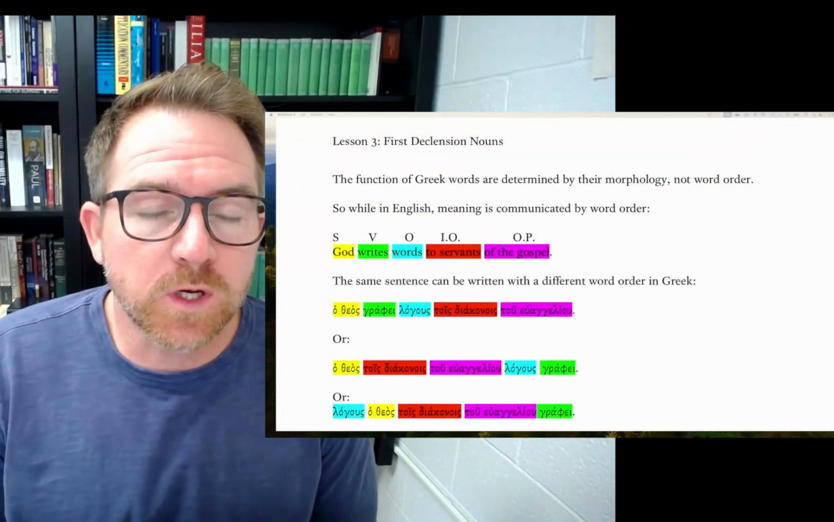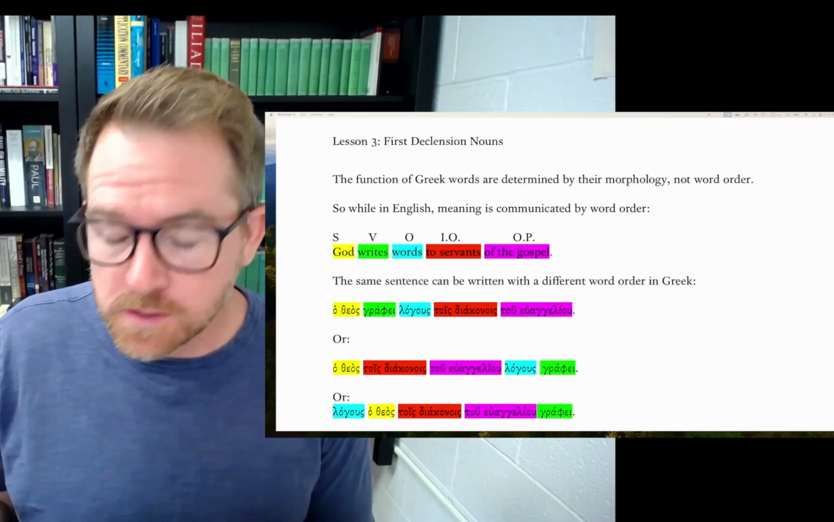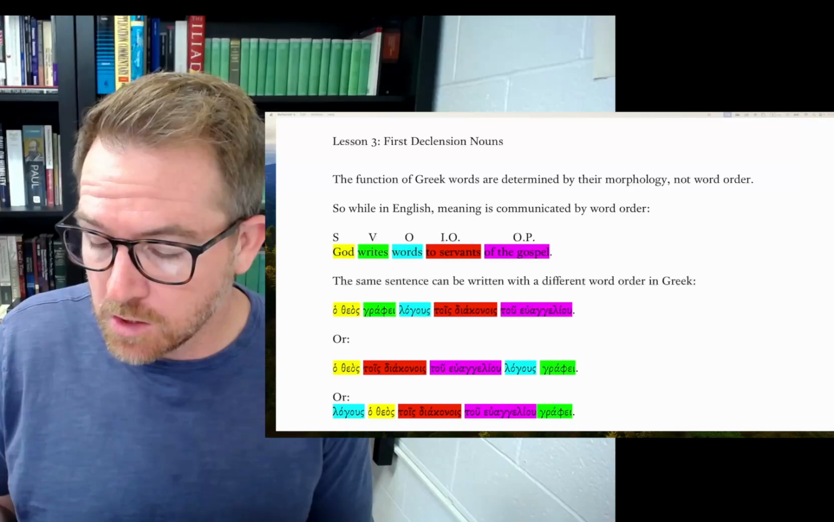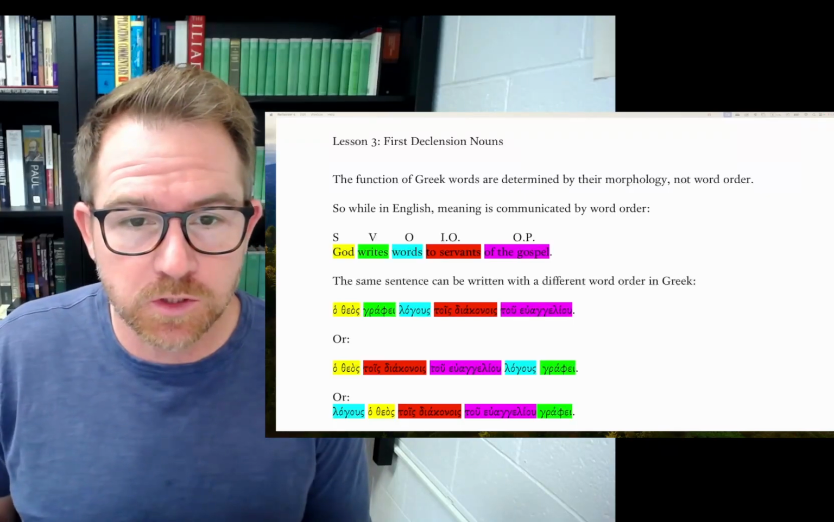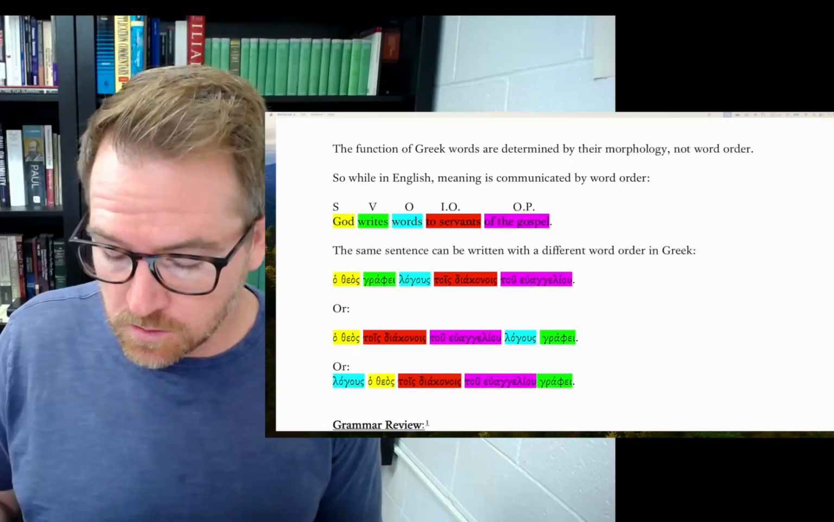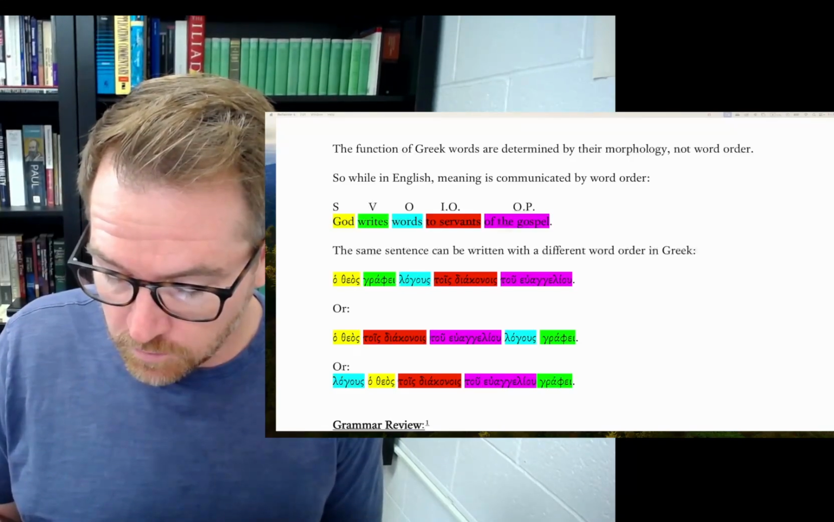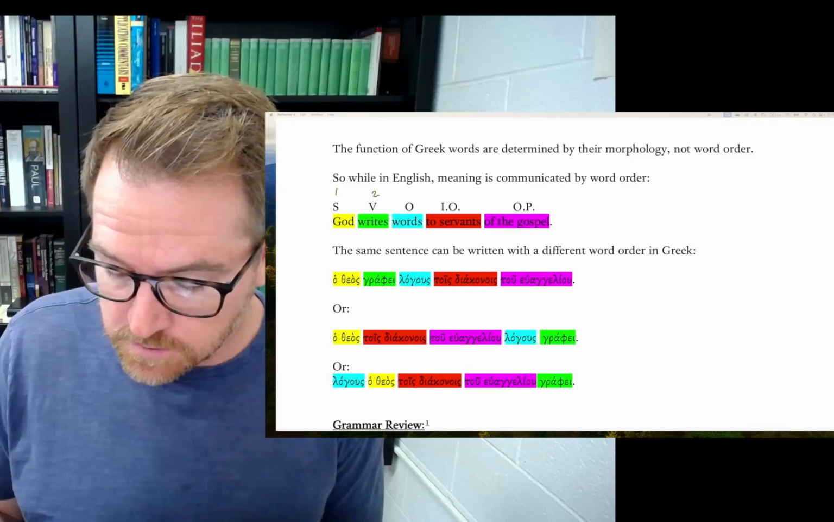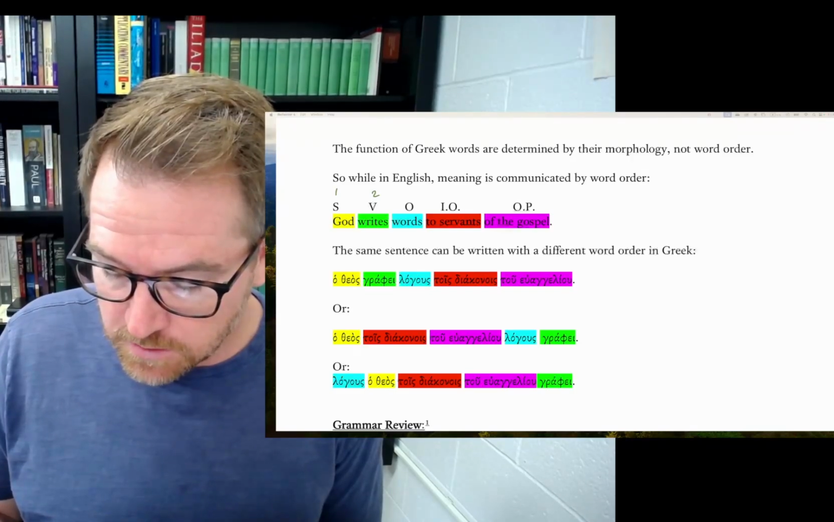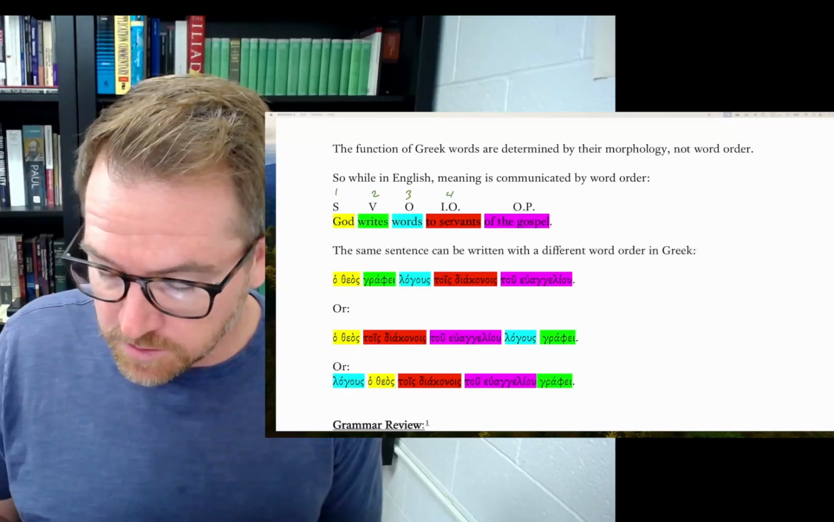The function of Greek words is determined by their morphology, not word order. This is absolutely crucial because in English we know it's a subject-verb-object language. So the way we communicate meaning in English is the order of words. We're going to have our subject in the first position, then our verb in the second position, the object in the third position, followed by the indirect object, and then the object of the preposition.